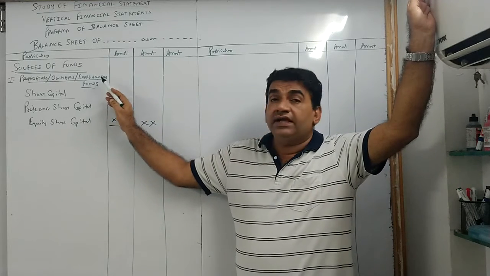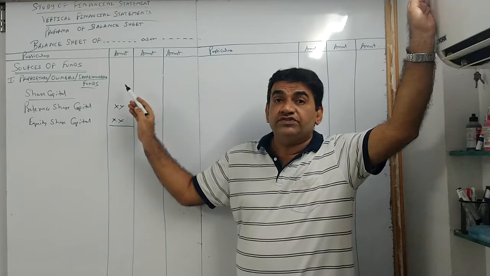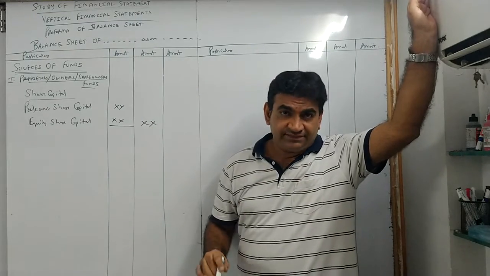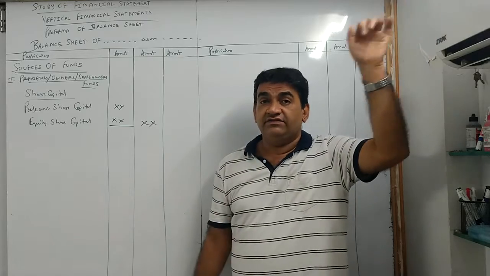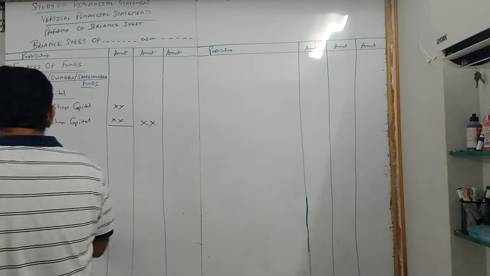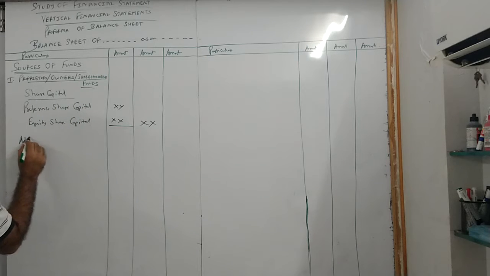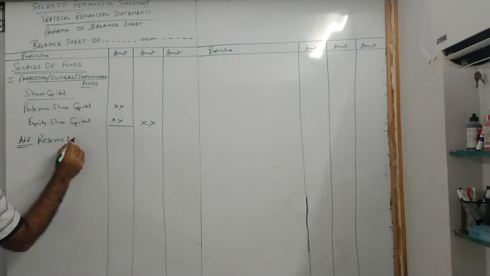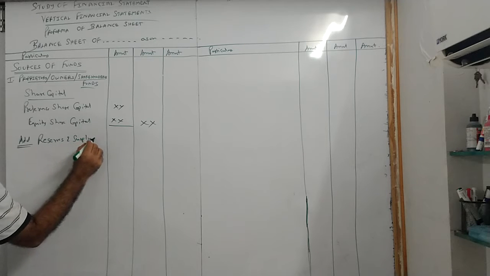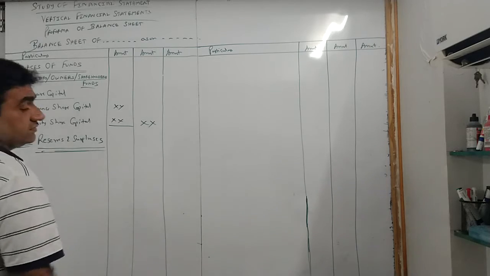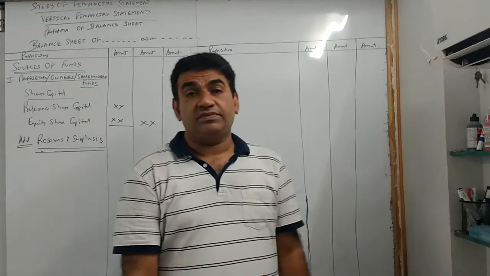Now what is the main heading? Proprietors funds, owners funds or shareholders fund. That includes three things. First, share capital, what we wrote. To this we add reserves and surpluses.